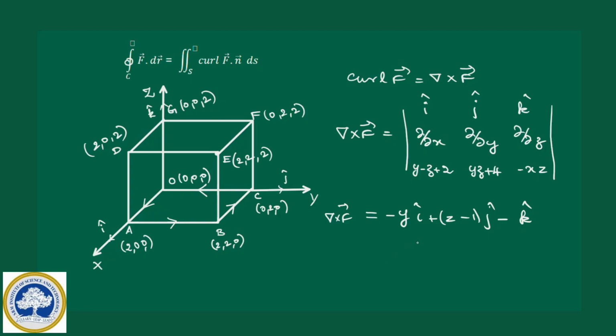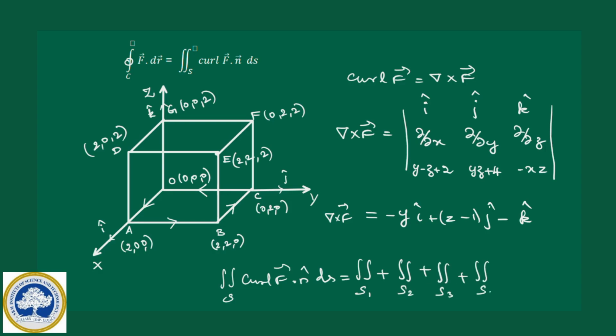Now using this, we are going to find out the double integral over S of curl f dot n ds for all the 5 surfaces, because here the double integral over S of curl f dot n ds is split into the double integral over surface S1 plus S2 plus S3 plus S4 plus S5.